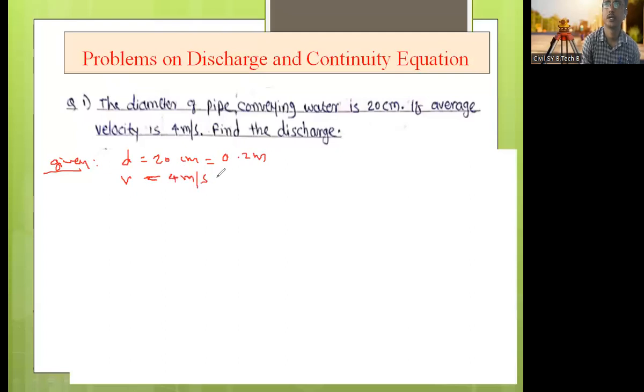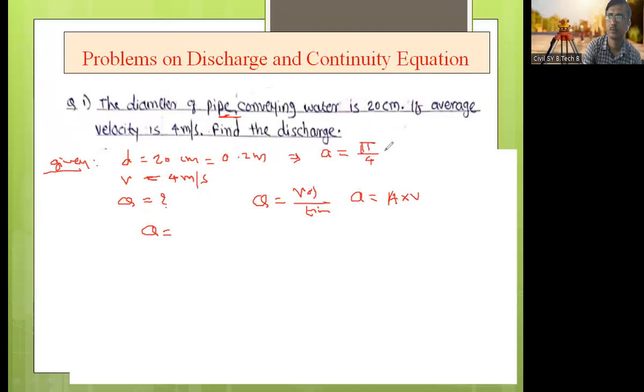And what do we have to find? Discharge. Which formula will we use here? Volume upon time, or area into velocity. This formula you will use, right? So write down Q is equal to A V. From the diameter you can find the area. As this is a pipe, the area is pi by 4 into d square. You can use this formula and find the answer.